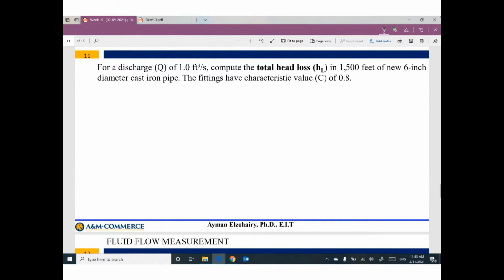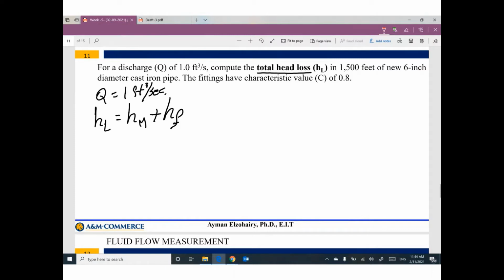We have a discharge Q equal to 1 cubic feet per second. We need to calculate the total head loss. Please be careful. We are looking for total head loss. That means we have H minor and we have H friction, because we are looking for the total losses, in 1,500 feet of new 6-inch diameter cast iron pipe.